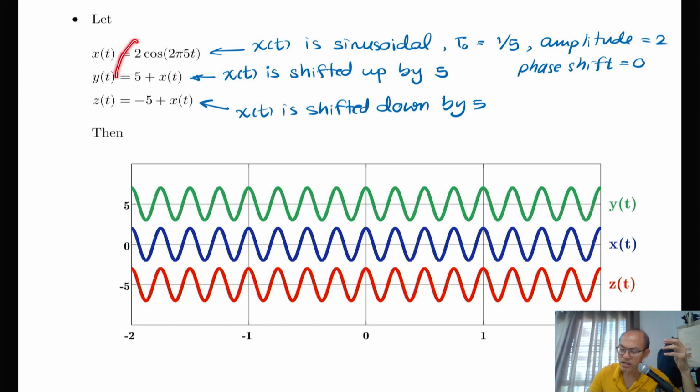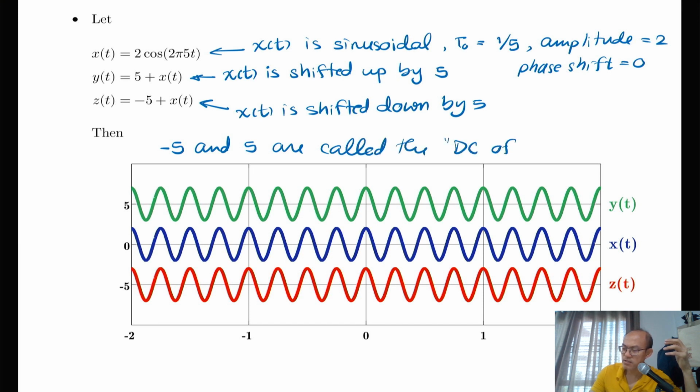Now the constants here, 5 and minus 5, are called DC offsets. In the labs, in the lab 213 lab, when you're working with a function generator, you can adjust the DC offsets. Basically, when you're adjusting the DC offsets, you're shifting it up or down.